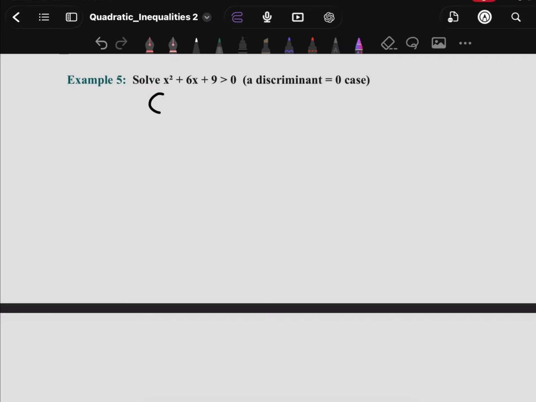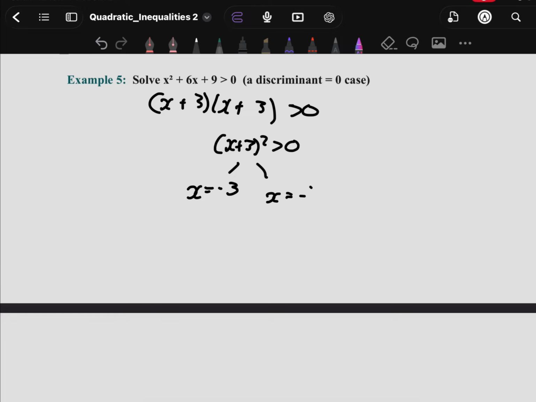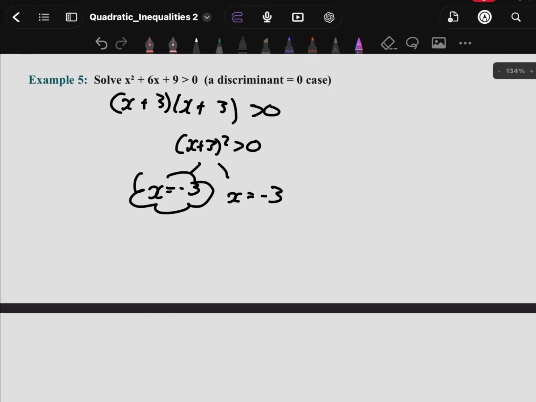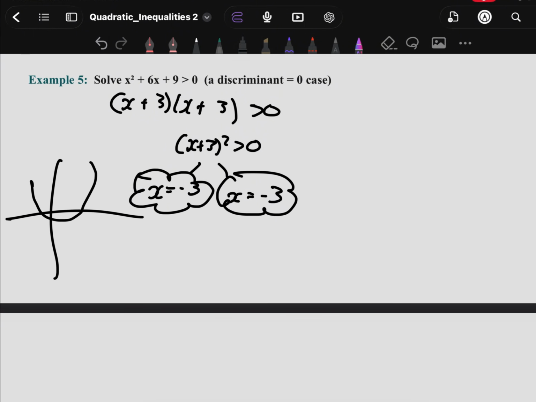Now here we can understand that it's x plus 3 and x plus 3. To factor it out, greater than 0, x plus 3 squared is greater than 0. So our solution is x equals negative 3 and then x equals negative 3. And if we draw a quadratic for this, we have a negative 3 down here. Sorry, negative 3.